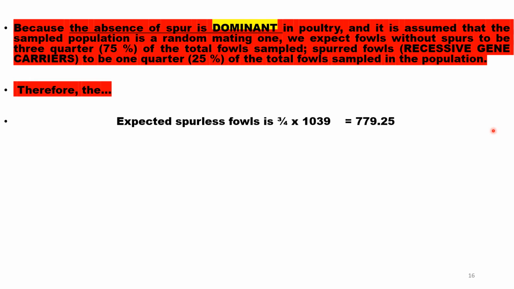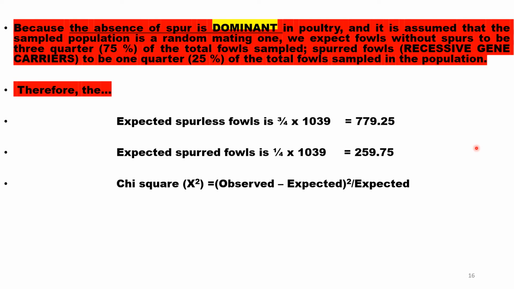Therefore, the expected fowls, it will be 3/4 multiplied by this will be 779.25 that do not have spore, and 259.75 that are having spore.